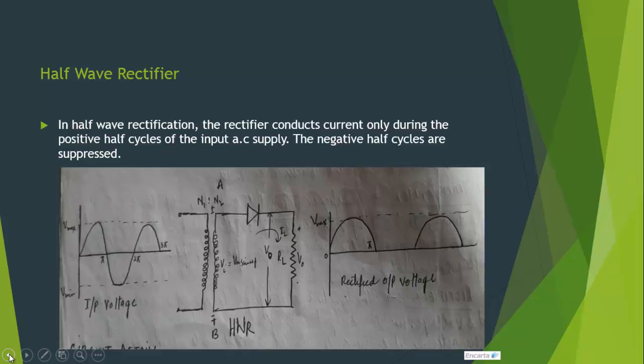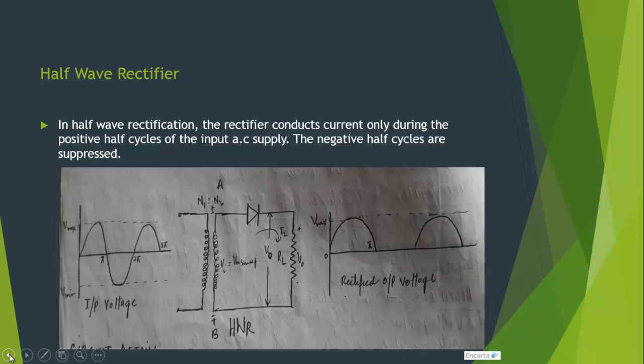always in the same direction. Hence, the DC output is obtained across RL. It may be noted that the output across RL is a pulsating DC which is smoothed by the filter circuit, which we will discuss later on.